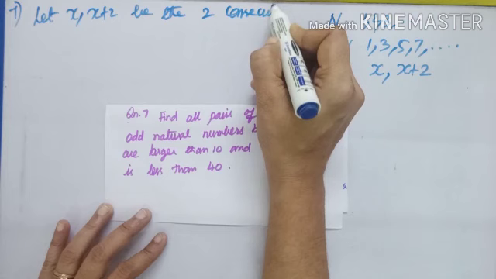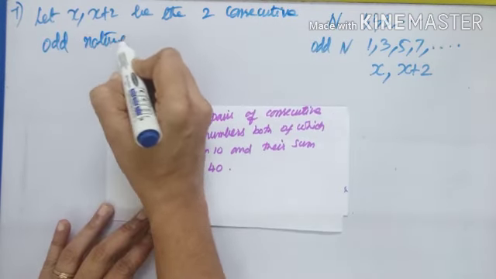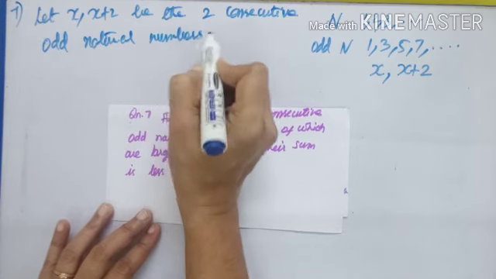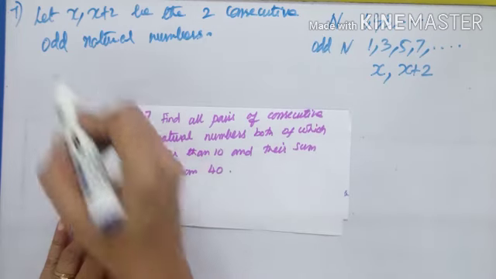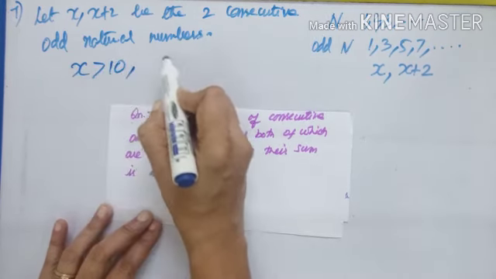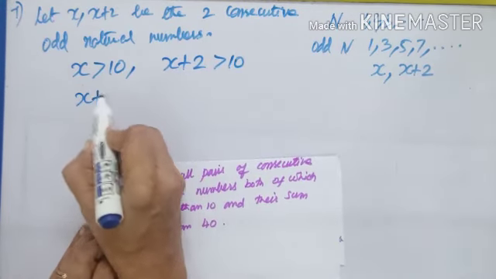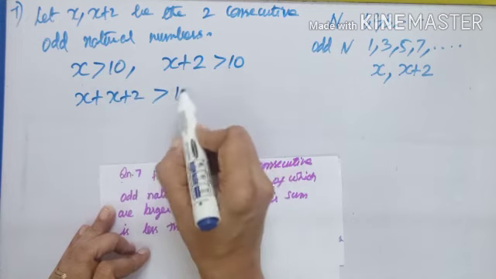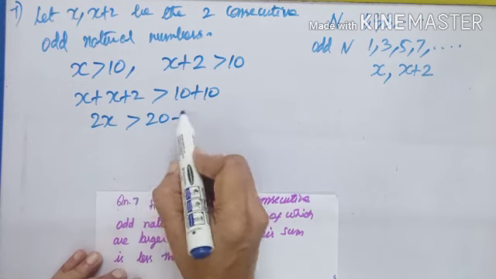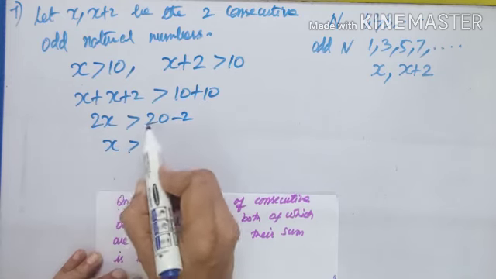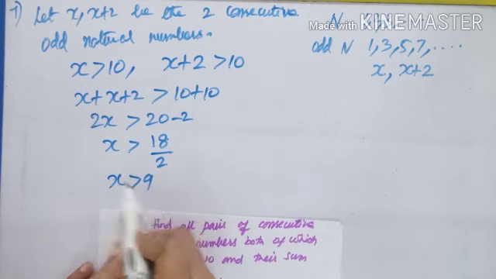What do you mean by the word consecutive? Next. So consecutive odd natural numbers. What is the condition given in the question? Both of which are bigger than 10. x greater than 10, x plus 2 also greater than 10. Adding these two, x plus x plus 2 greater than 10 plus 10. Or I will say 2x greater than 20 minus 2. Or x greater than 18 by 2. Or I will say x greater than 9.